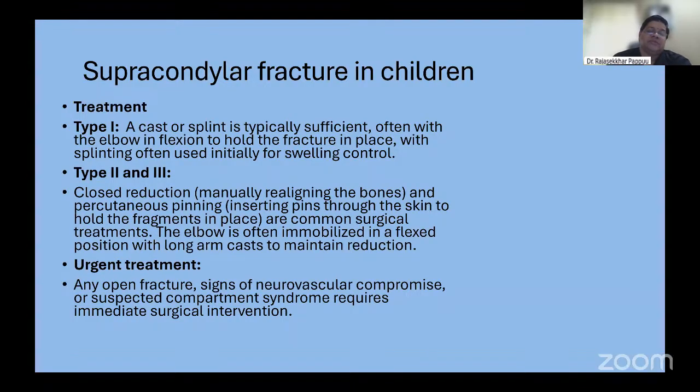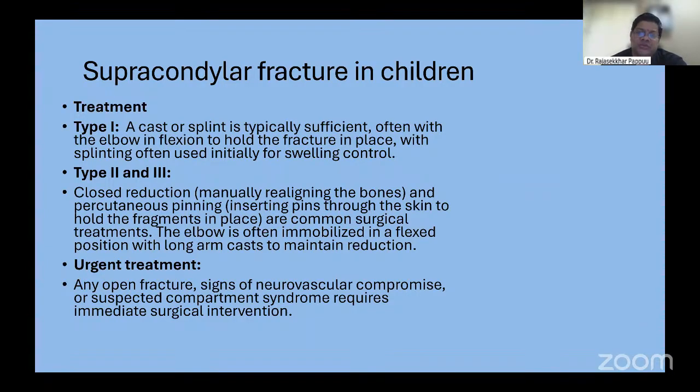In type 1, management is mainly cast application in flexion. In types 2 and 3 also, you can do closed manipulation and apply an above-elbow cast in flexion. That can be done under anesthesia or without anesthesia. It is considered an urgent treatment because this usually affects the blood supply to the elbow.